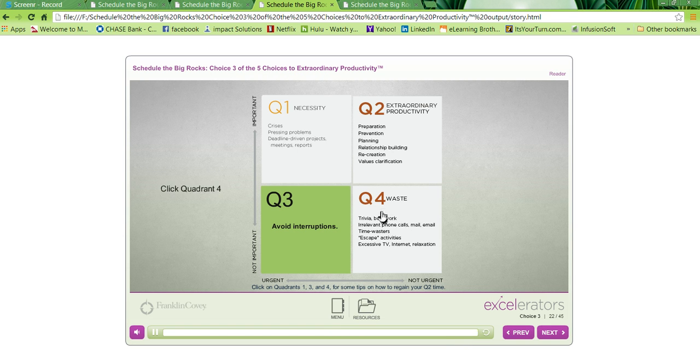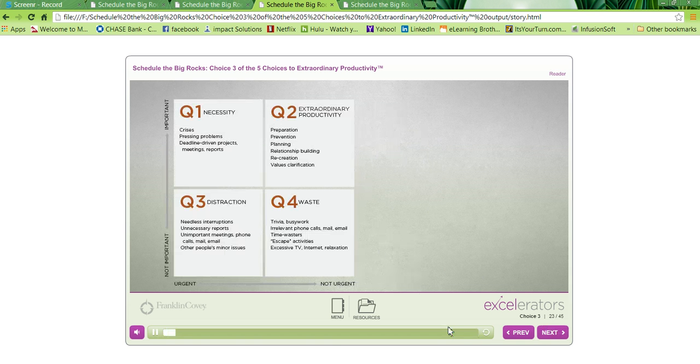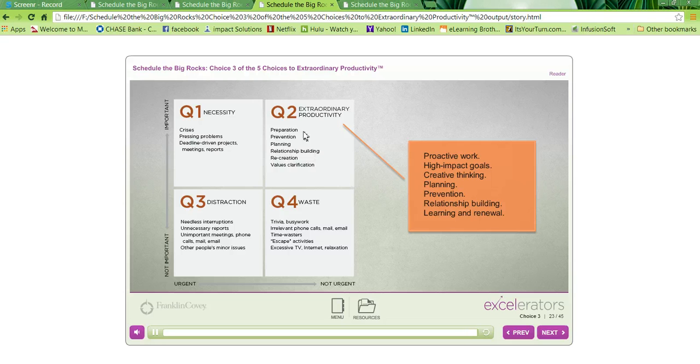Quadrant 4 is waste. This is the trivia, the busy work, the time wasters. This is not urgent and not important. So if I'm hanging out in this quadrant, spending a lot of time on Facebook during the day, or I don't know, maybe I'm just playing games and stuff, I need to make sure I'm limiting breaks in my day so that I can really focus on quadrant 2. And quadrant 2 really is that quadrant of high productivity. When things are not urgent, but they're important, when I'm operating in quadrant 2, I'm really making things happen.